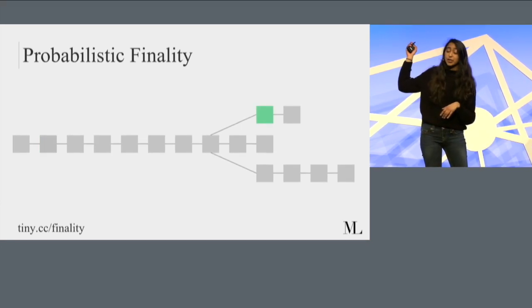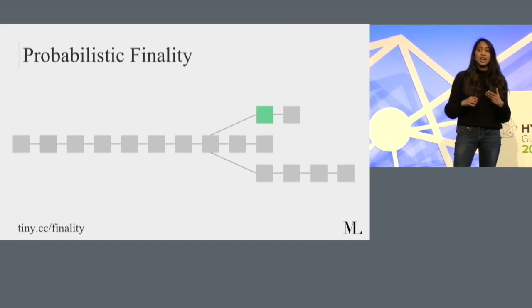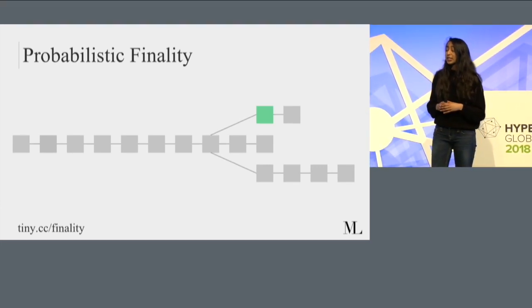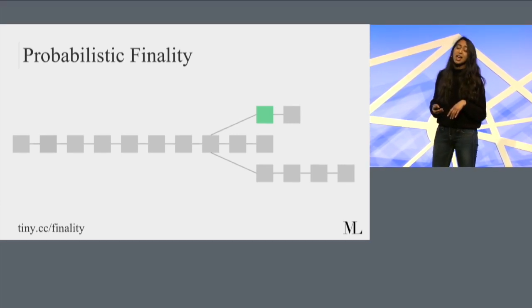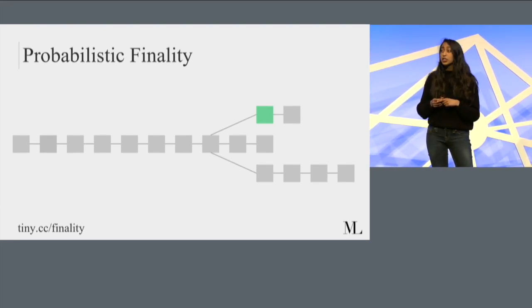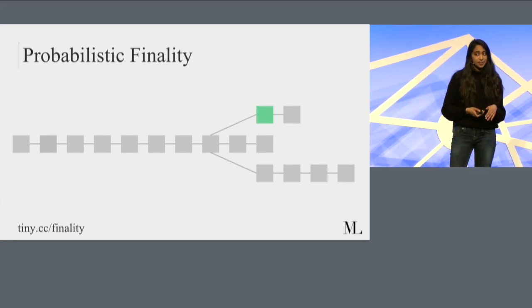Whereas if I have my green block here on this smaller chain, then I'm really not going to want to act on whatever that transaction was saying, because I have no idea which one of these 3 chains is going to be chosen as the one that eventually becomes part of the longest chain. And so that's probabilistic finality.